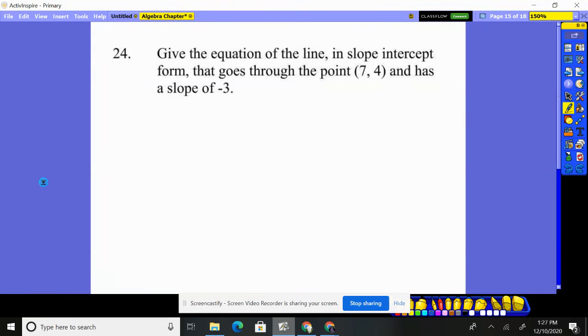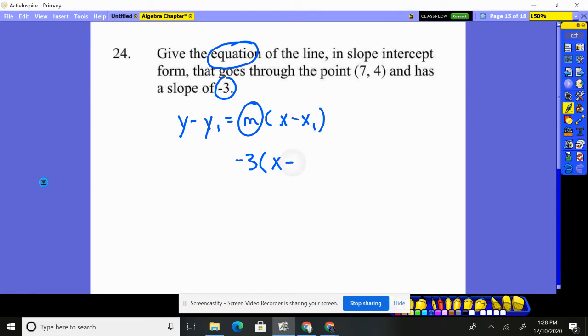Problem 24: Give the equation of the line in slope-intercept form that goes through this point and has a slope of -3. As soon as it says give the equation, I am automatically going to go to my point-slope formula because the only thing I have to find is my slope. And they actually gave it to you right here. That's a -3.